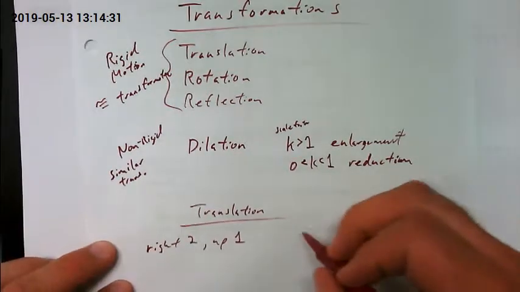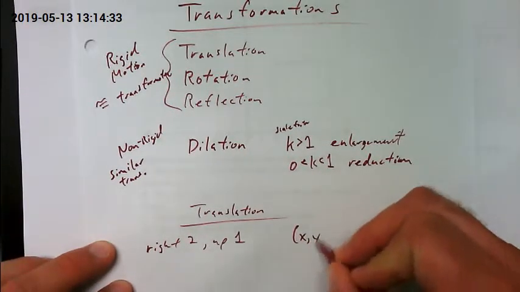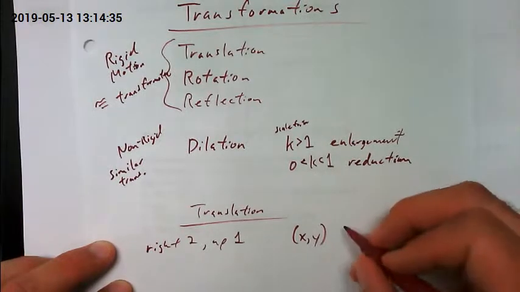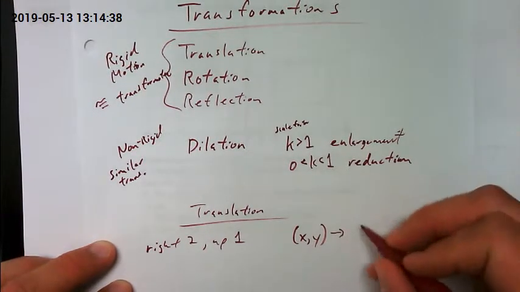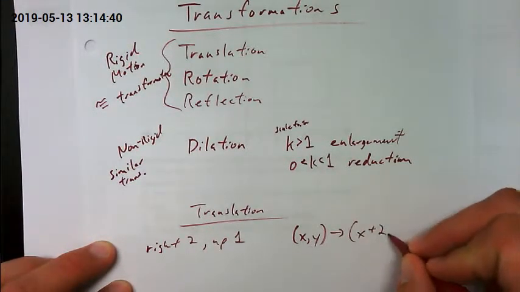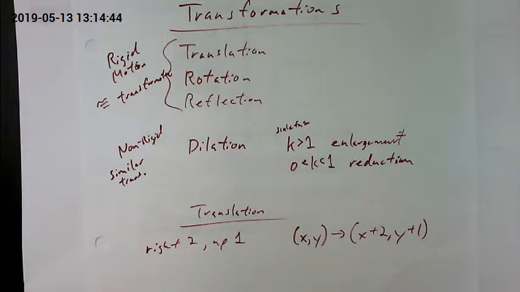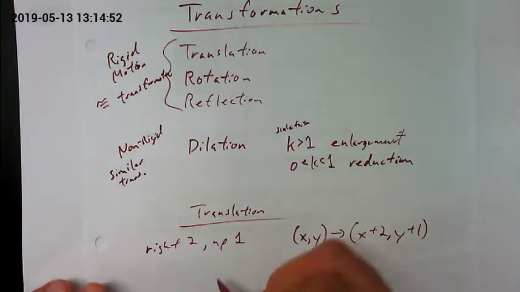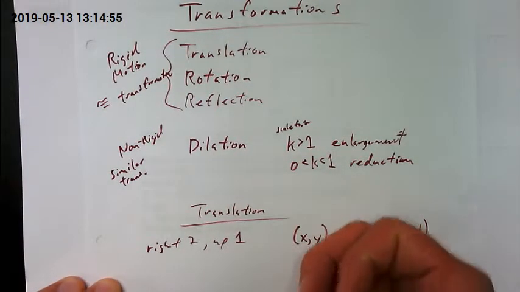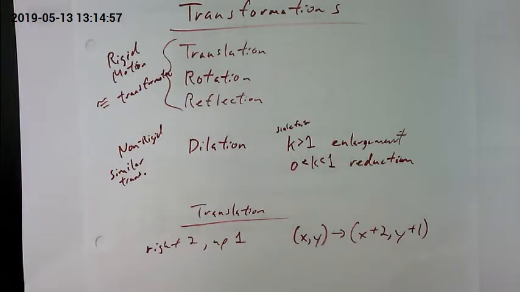We can write it using our notation with our x and y. So if x, y, then x plus 2, y plus 1. Meaning that we are adding 2 to the x value, adding 1 to the y value. So that's going to give us a shift to the right 2 and a shift up of 1. All right? Now, another way of writing it is by doing a vector notation.